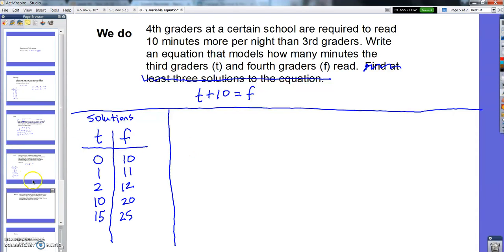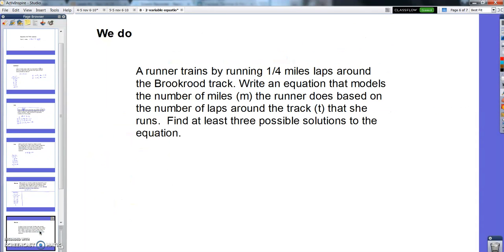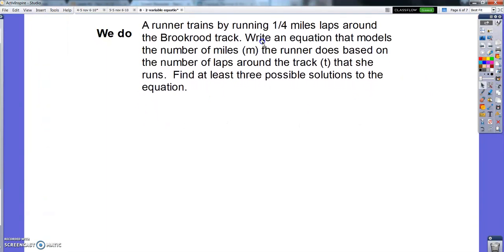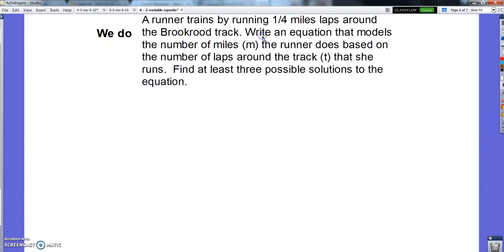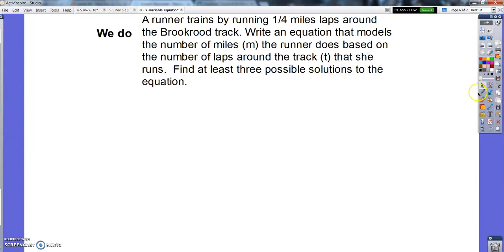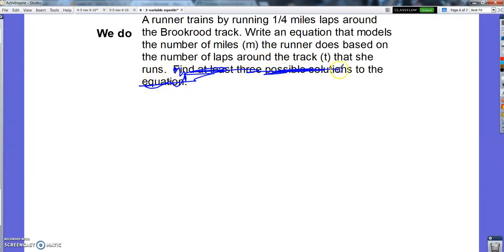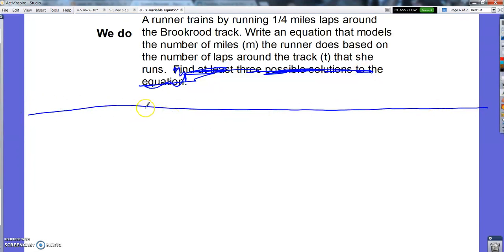Okay? One more. You're going to set your page up the same way. Here. Brookwood runner trains by running 1/4 mile laps around the Brookwood track. Write an equation that models the number of miles the runner does based on the number of laps around the track that she runs. You cannot write this if you haven't yet. And we're going to set your page up again like this. We're going to write your equation. I need a little room for the table. And then I need a lot of room for the graph tomorrow. So if you want to pause and set up, go ahead.